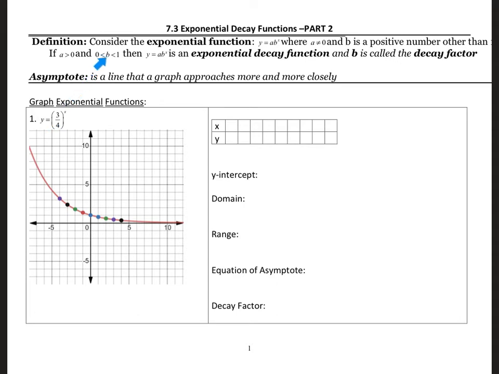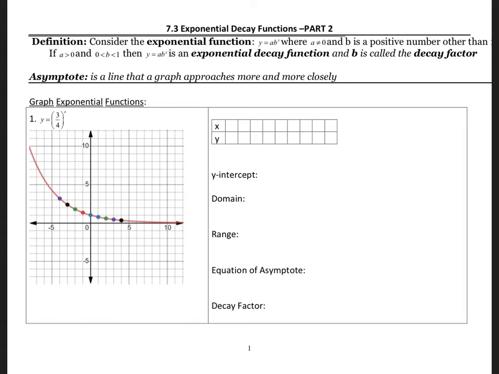And how do I know? Because it's between 0 and 1. So let's start by looking at how to graph such a function. The first thing you want to do is to get some x values, and you want to make sure you have some negative x values and positive x values. And then you can see some of the points I have plotted here.